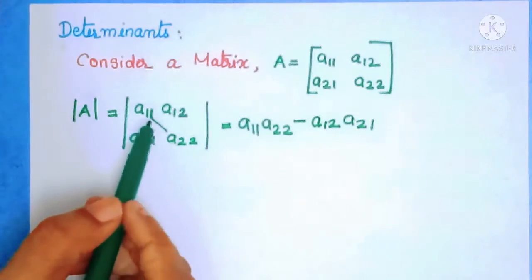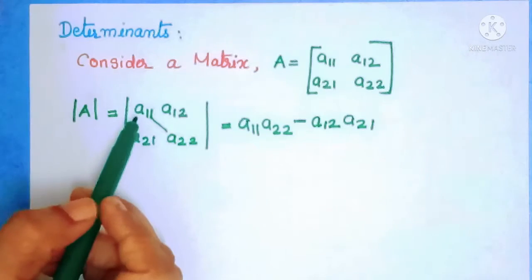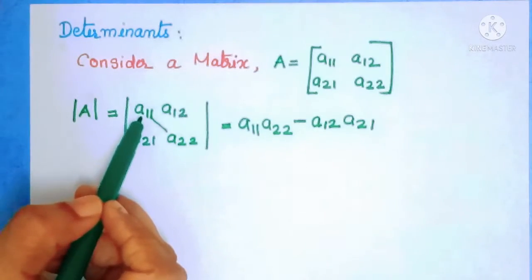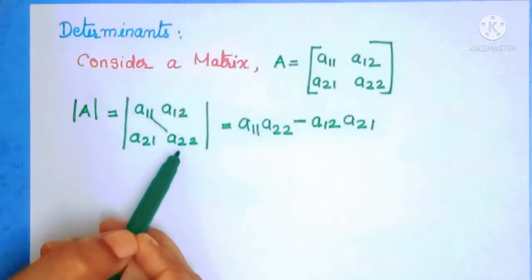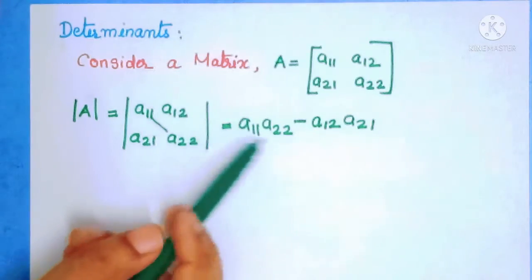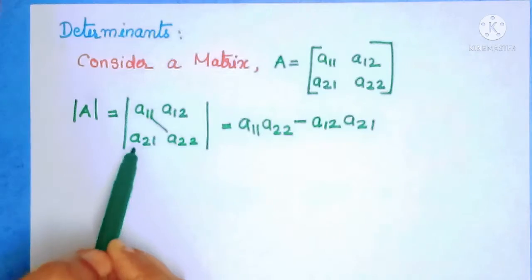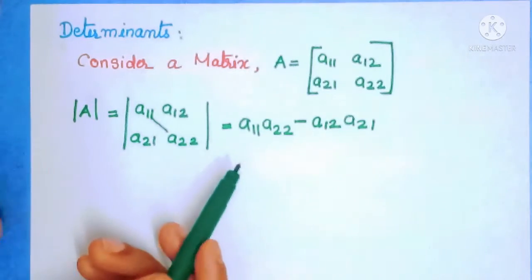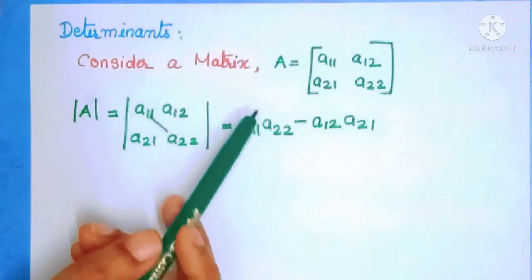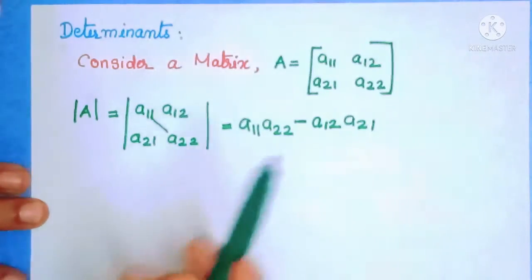How can we find the determinant of this matrix A? We should multiply the first element A11 with the element A22. Then put a minus sign. Then we should multiply A12 with the element A21. Then we get a value. That is the determinant of this matrix. We can take one example.